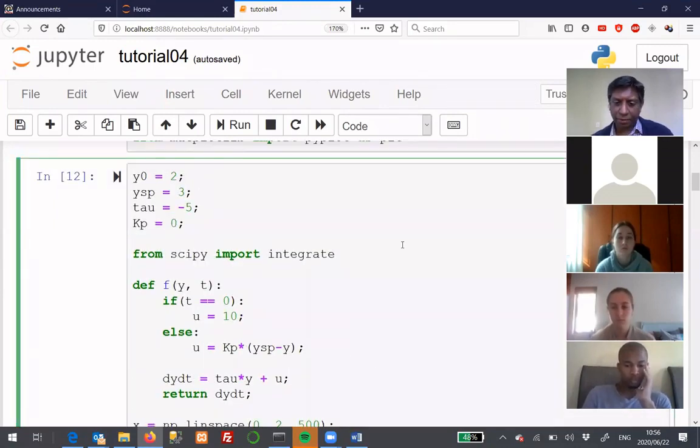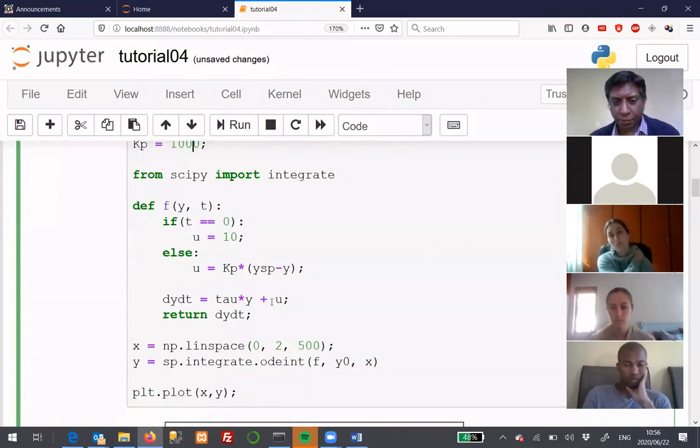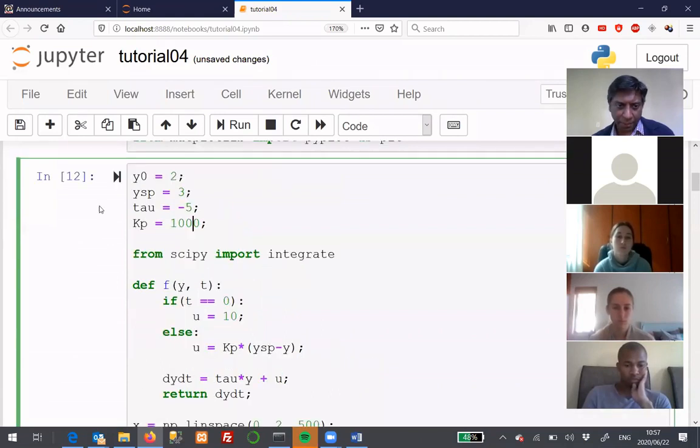Now we want to reach a value of 3. So let's apply a lot of control. So let's say we use a high value for Kp of 1,000. And let's just think about what should happen. We are going to get 1,000 times the difference between the set point value and y. Our set point is 3. That's what we want to reach. And if y is below 3, then this is going to give us a large positive number.